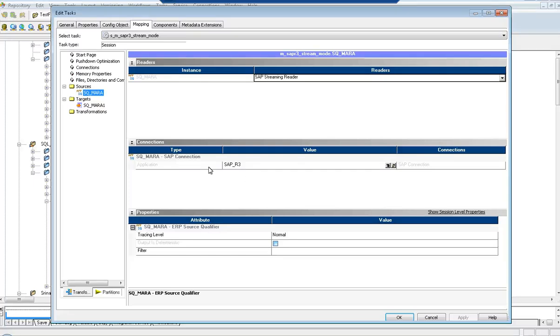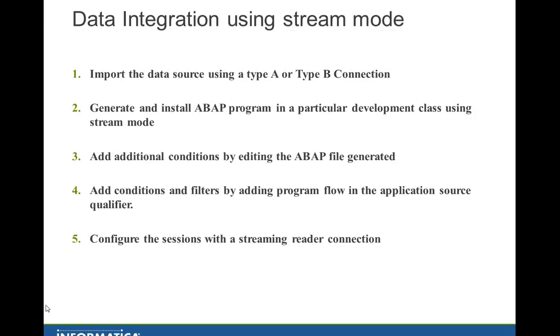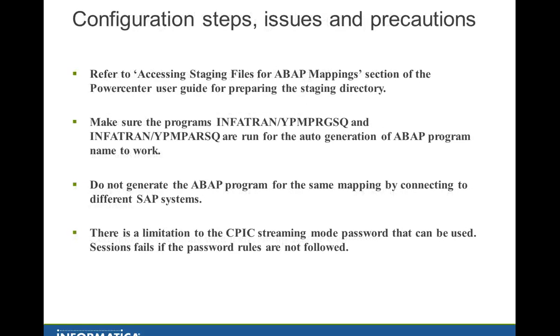So now let's go back and look at some of the configuration steps that I was mentioning, and some issues and precautions that we need to take. Okay, so data integration using stream mode was done, and now configuration steps. So when I was referring to the staging file directory, you may have to prepare the staging file directory properly. So you may want to refer to the accessing staging files for ABAP mapping section of your PowerCenter user guide. That would give a clear picture on how the staging file directory could be prepared.